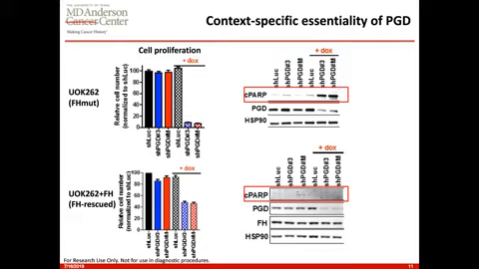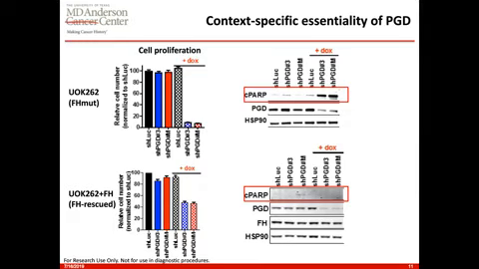When we use the isogenic cell line, when we reintroduce wild-type FH into UOK262 cell lines, we use the Seahorse assay to confirm this rescued cell line indeed has oxygen consumption restored. Then we knocked down PGD in the FH-rescued cell line. We see a much less pronounced anti-proliferative effect with the genetic tools. And most importantly, we no longer see induction of apoptosis by PGD genetic inhibition. So this data confirms the context-specific essentiality of PGD.